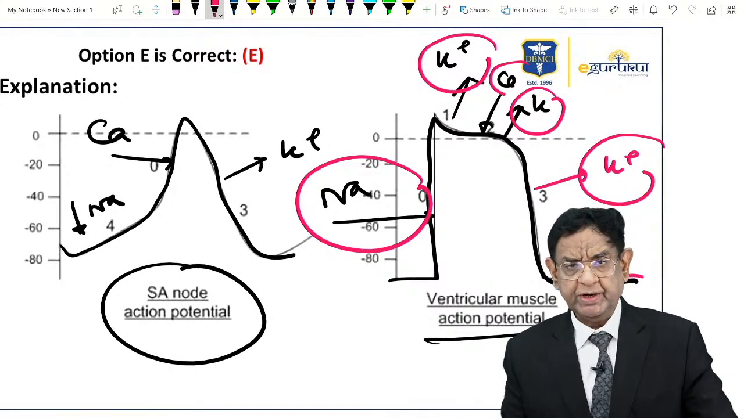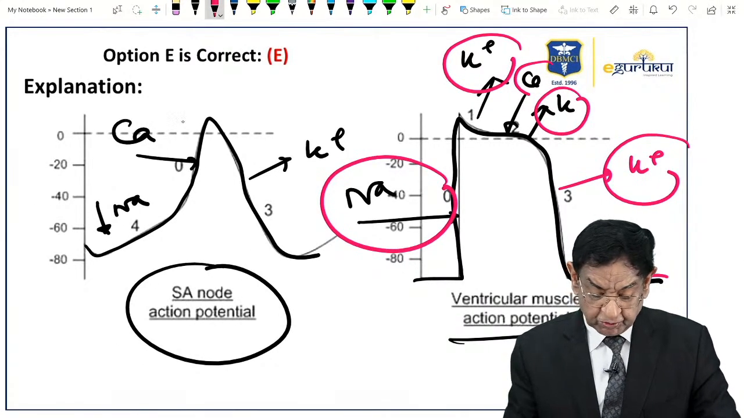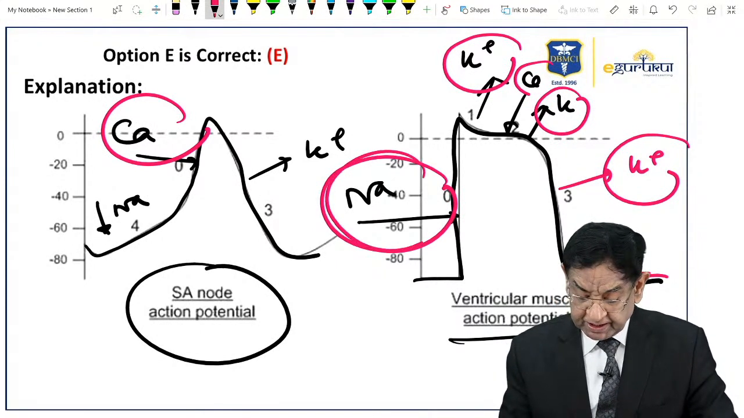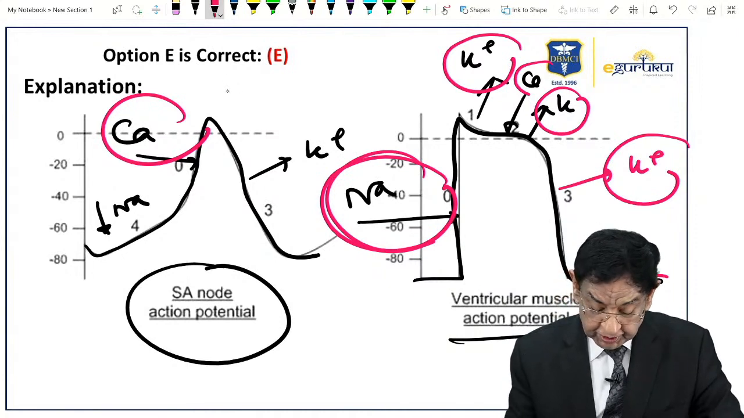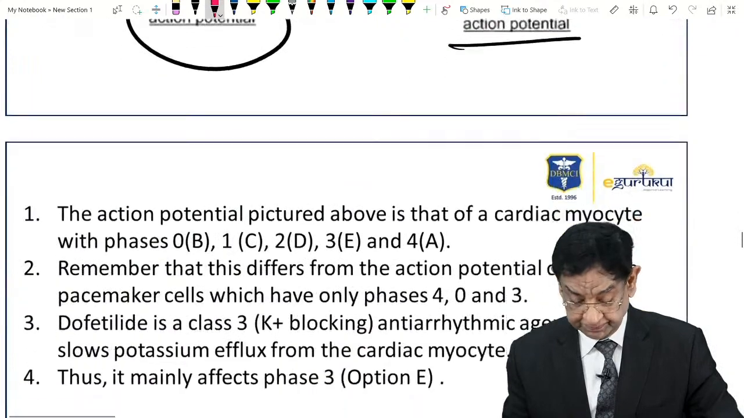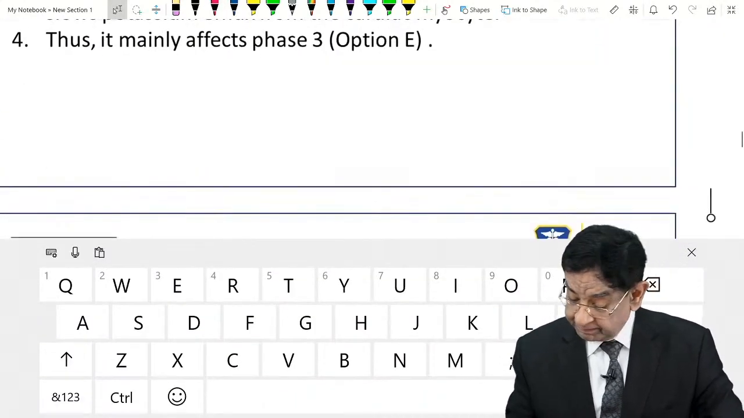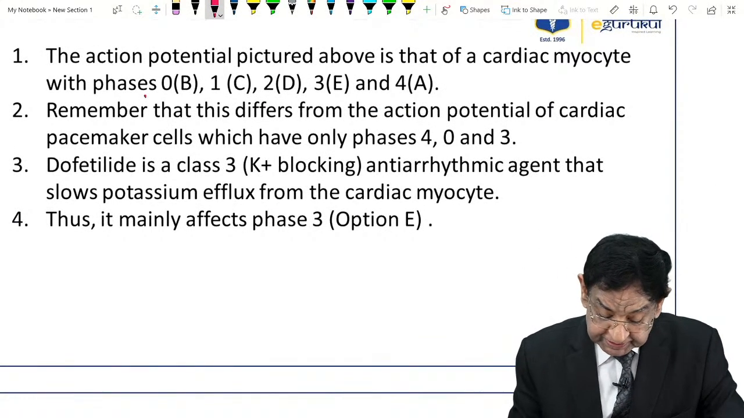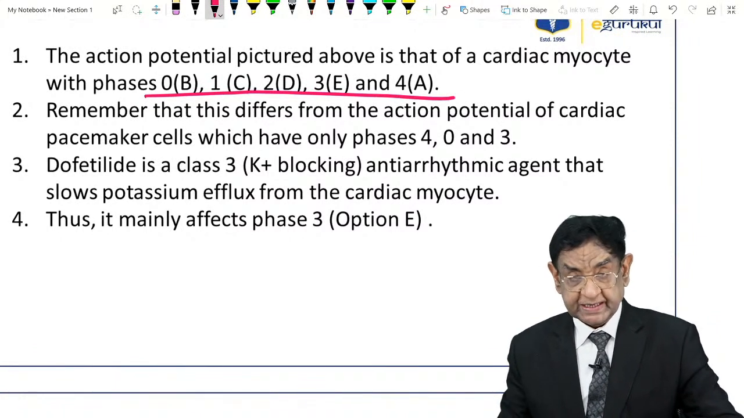Just a quick recap of the cardiac cycle. Remember, in the SA node, depolarization occurs by calcium. In the routine cell, it is by sodium. And there is no phase 1 and no phase 2 in the SA node. So the action potential pictured here in the cardiac cycle is phase 0, 1, 2, 3, 4, which I just mentioned to you.